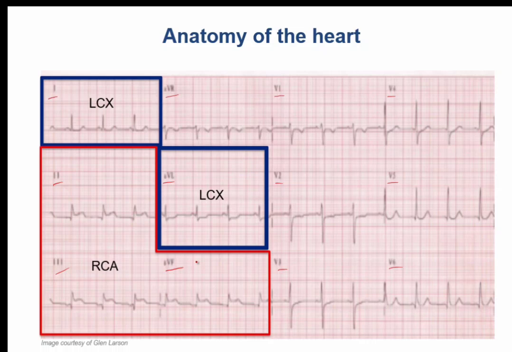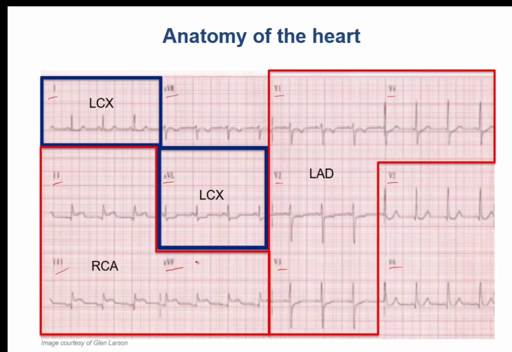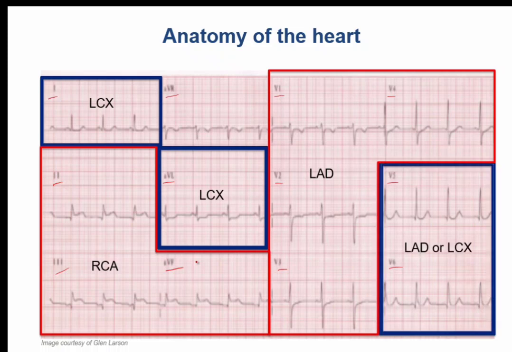For V1 through V4, you need to be thinking about the left anterior descending artery and the anterior portions of the heart. And for V5 and V6, you also need to be thinking about the LAD as well as the left circumflex for the anterior lateral portions of the heart.